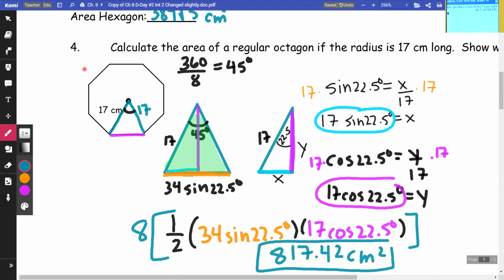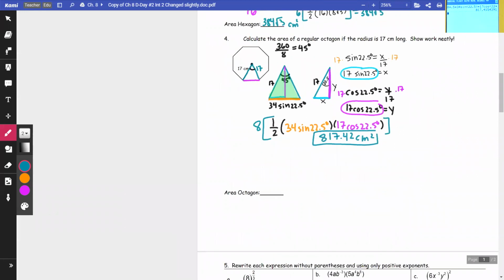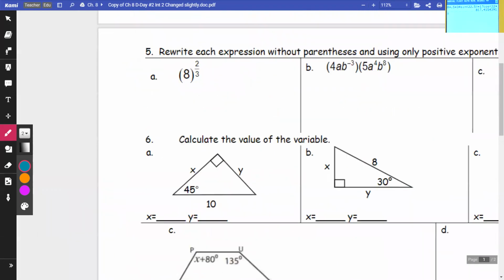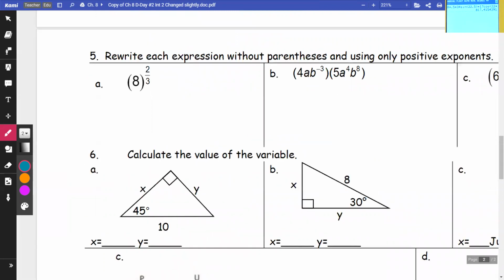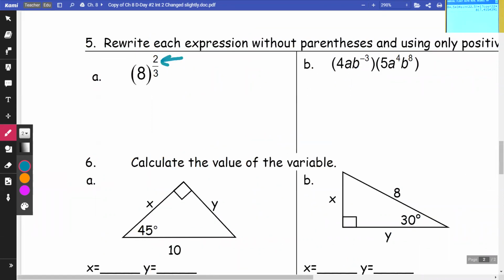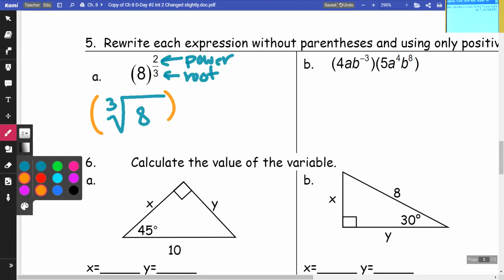Next problem. On number 5, when I am doing this type of problem, the numerator is the power, so we're squaring. The denominator is the root. So I am going to take the cube root of 8. Then after that, I'm going to square that. So the cube root of 8 is 2, and 2 squared is 4. And that's my answer.